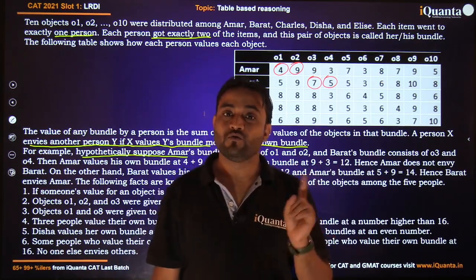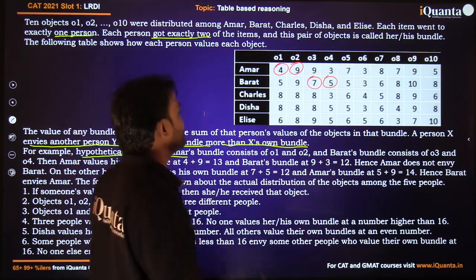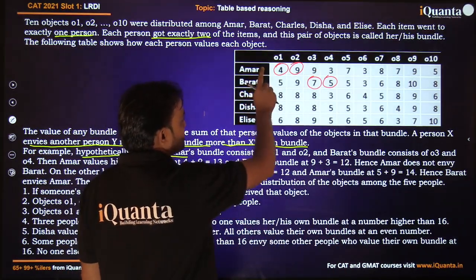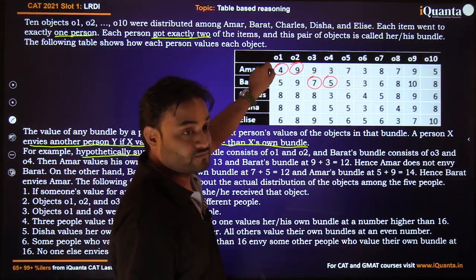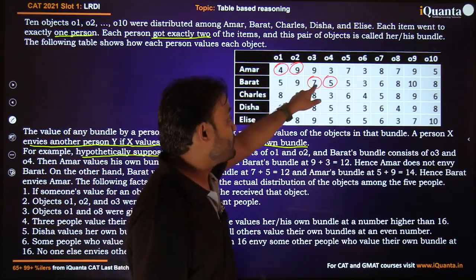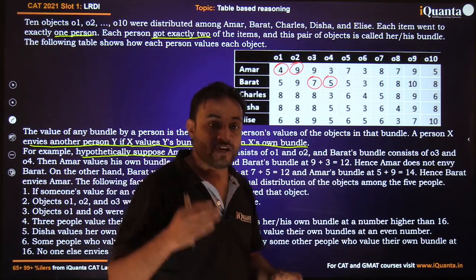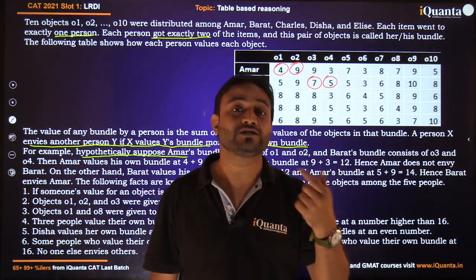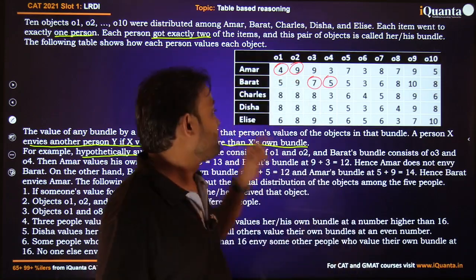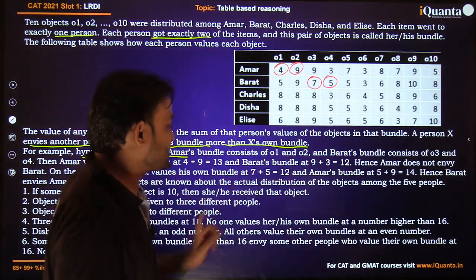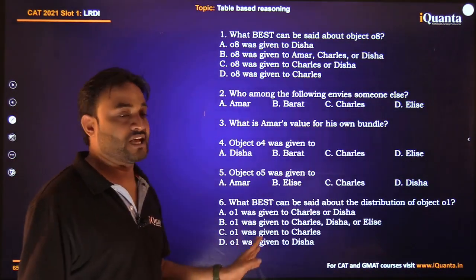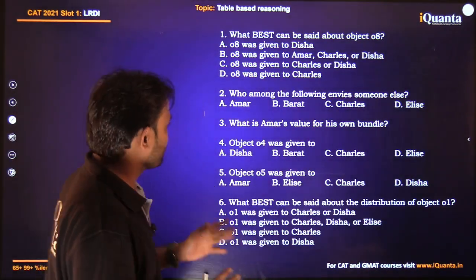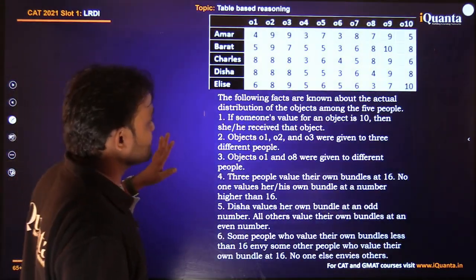It means Amar won't be envying Bharat, but in the opposite case Bharat values 9 plus 5, 14, for Amar's bundle, object 1 plus object 2, while his own bundle he values 12. So he values Amar's bundle more than his own bundle. So it means that Bharat will envy Amar. This is what's given in the example. Now some information is given and there are these questions. So 6 questions as you can see. So definitely a very good set. So let's try to solve this set now.